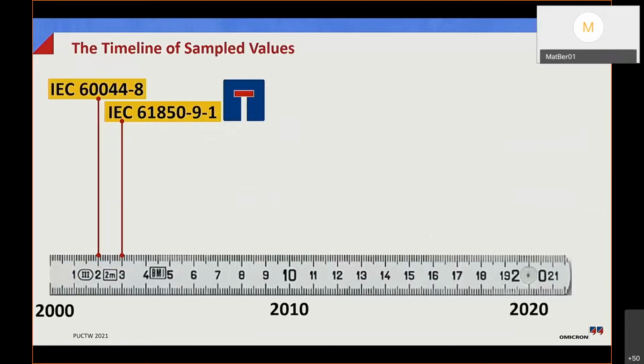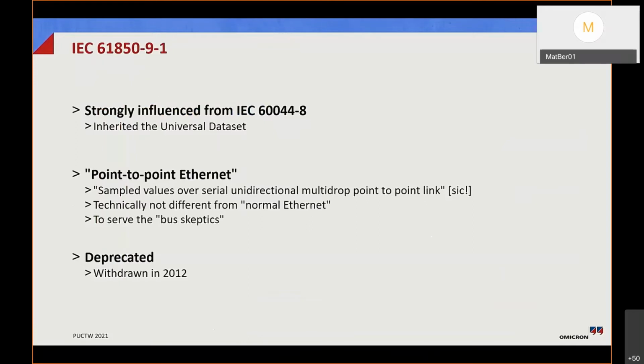Now, very briefly after that came 61850-9-1, and it ended in a dead end, as indicated here. And it was also a very political thing. So the 644 makers were a bit offended that 61850 did now something similar. So this could not be disregarded. And so we had this 9-1 thing, which was very strongly leaning towards 644-8.